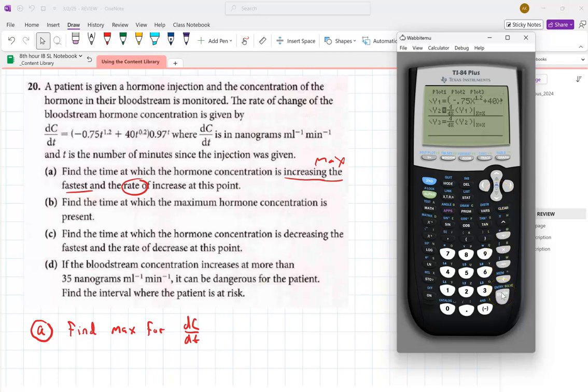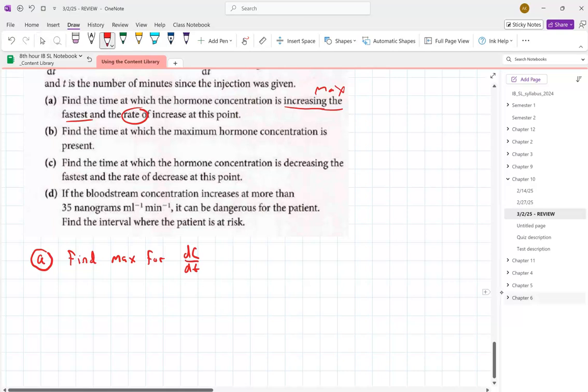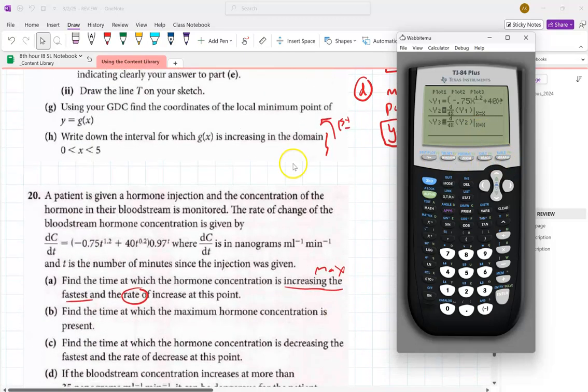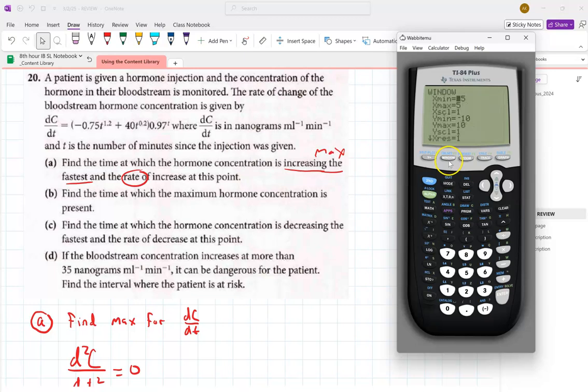All right, so what I'm going to do is, if I'm looking for the maximum for this, I'm looking for where the second derivative is equal to 0. So I'm going to solve there. Let's think about it. X is time, so the minimum is 0. I don't know what the maximum is going to be. I'm just going to dump it out to like 100. And probably negative 10 to 10 is fine. So I'm just going to hit graph now.